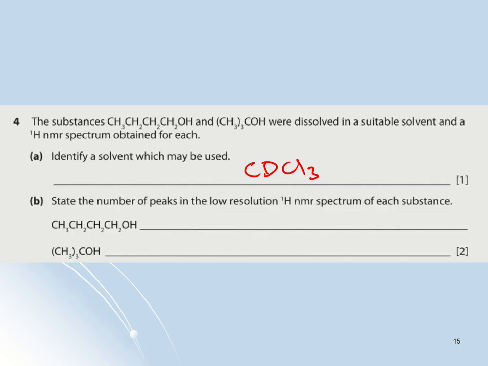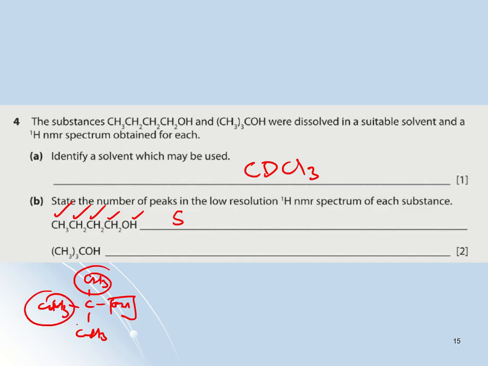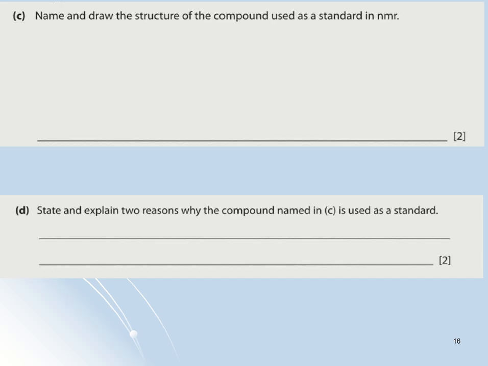State the number of peaks in low resolution spec of this. Well, this, we're going to have that one. There's 1, 2, 3, 4, 5. They're all different, so 5 there. If we look at this one, I'll just draw it out so we can see. Always, if in doubt here, guys, always draw them out. Okay, so that's definitely going to be one on its own. These 3 CH3s are all in exactly the same environment, so we're getting 2 peaks.